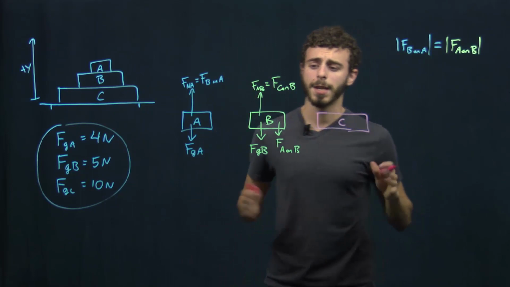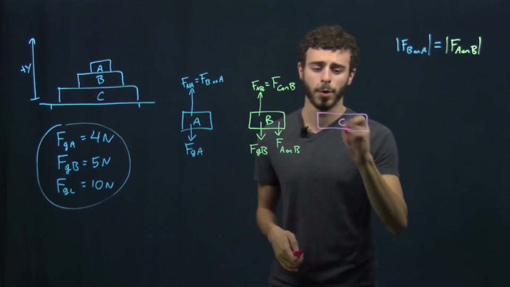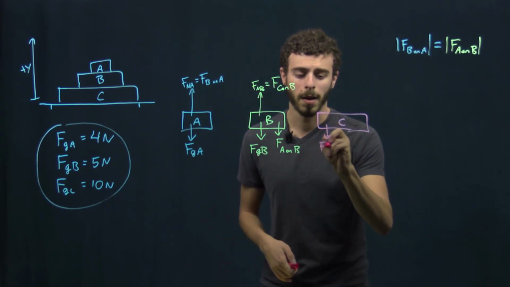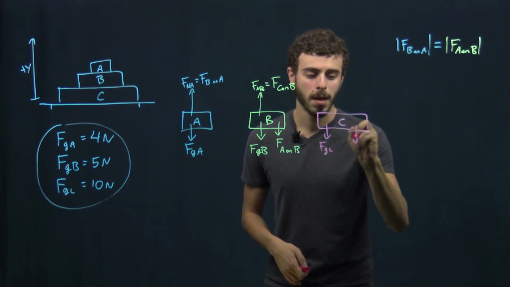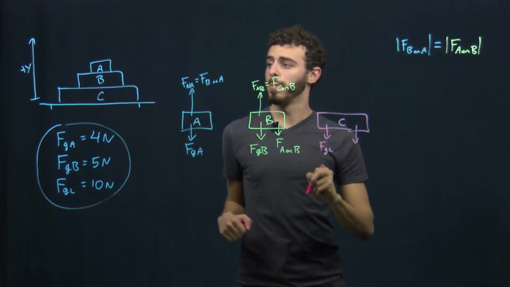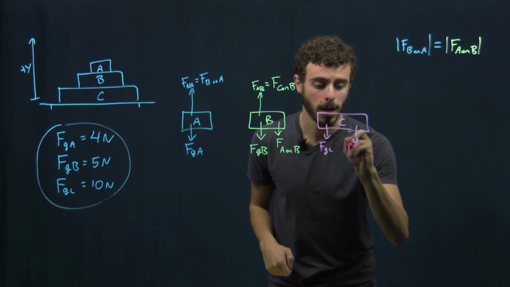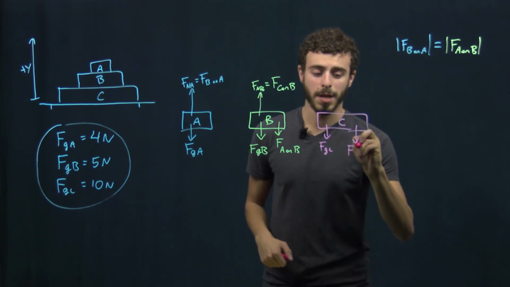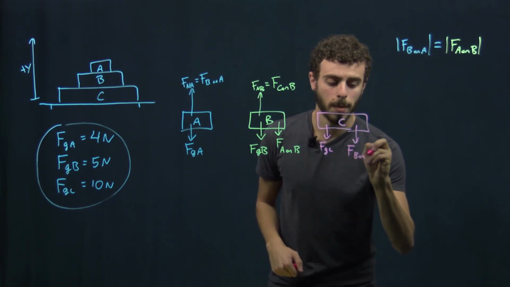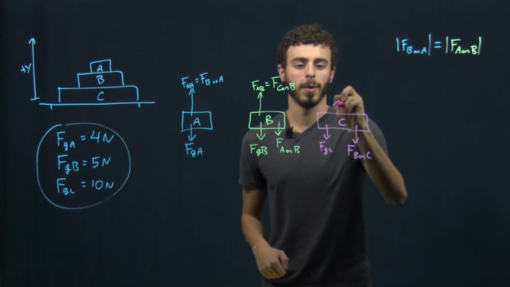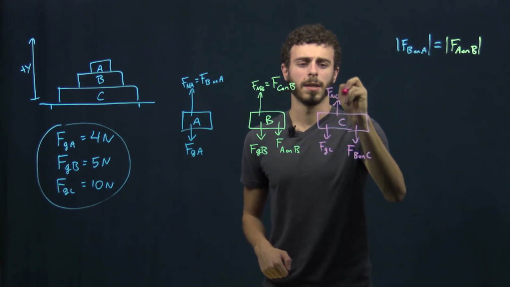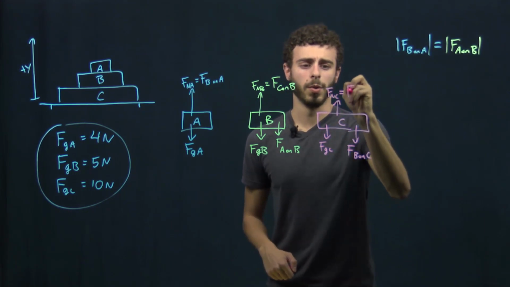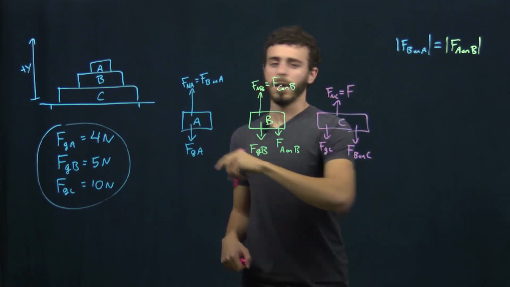Now let's move on to C, and really this is going to be a similar idea to book B. We will have gravitational force on C, and then we'll have a force from book B pushing down on book C, which will just be equal to the force of book B on book C. And then again we will have normal on C, which will be equal to the force of the ground.